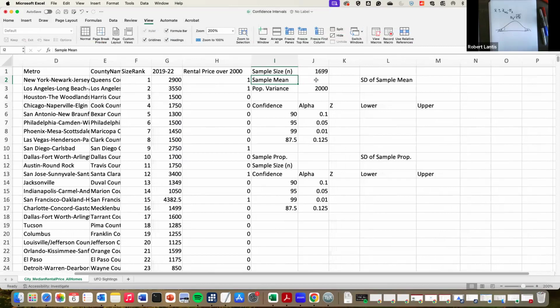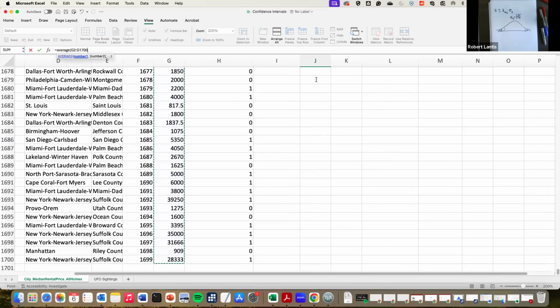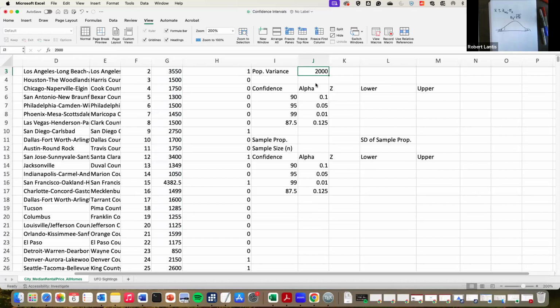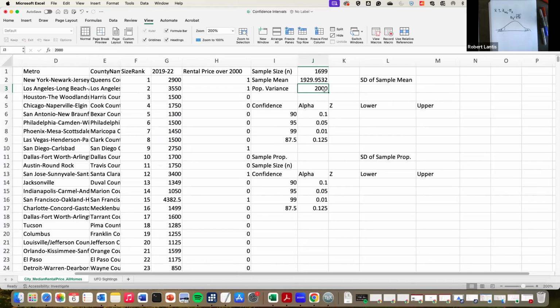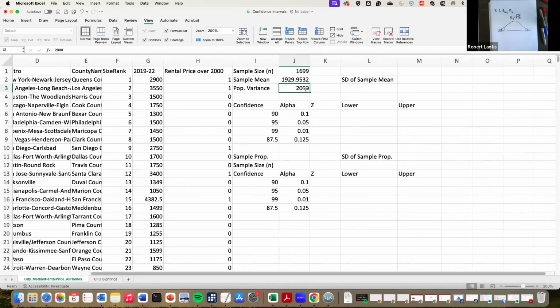Just want to make sure we can see things okay. Sample mean, how do we find the mean? We just use that average function. Once again, Control Shift or Command Shift on a Mac, hit the down arrow, hit enter, get back up to this cell. And let's just assume we have a population variance of 2,000, right? So that was given to us.